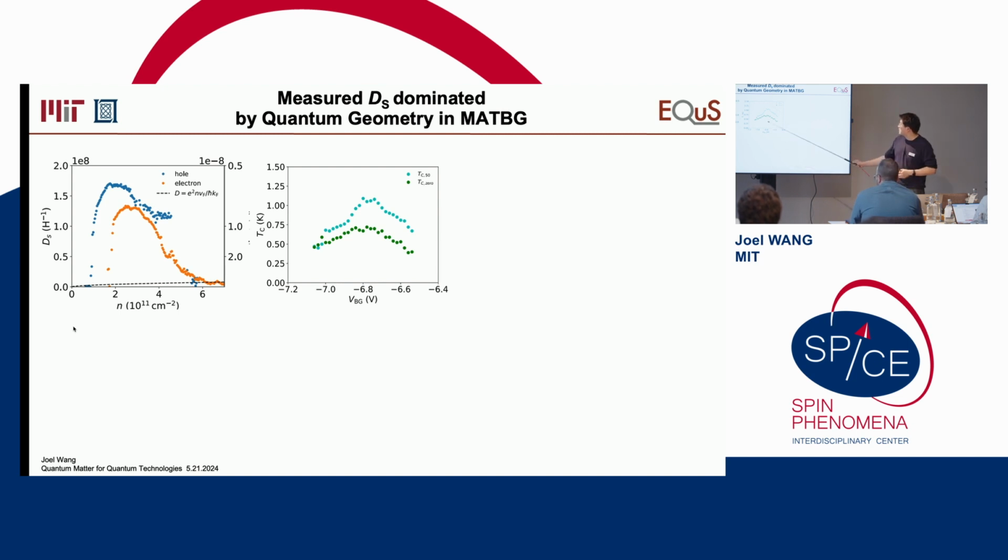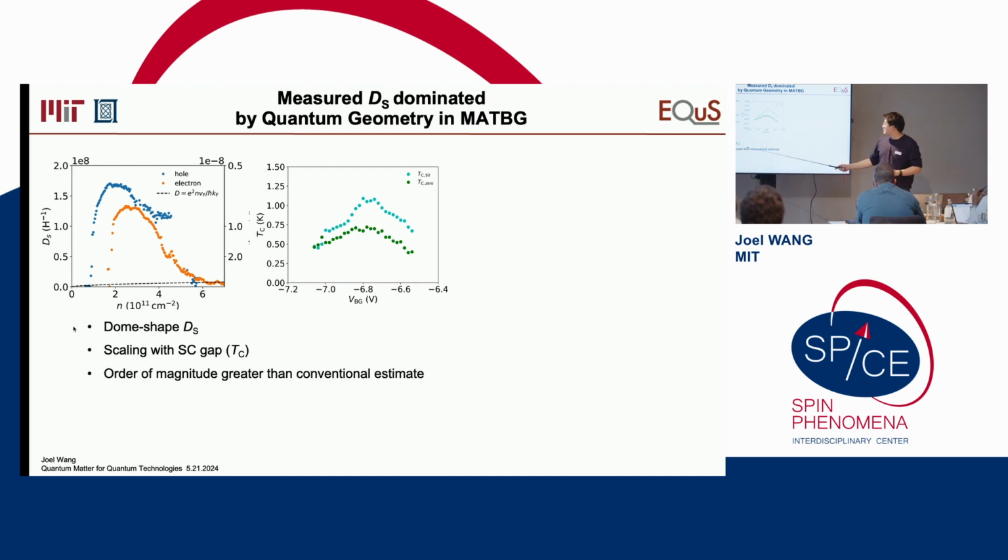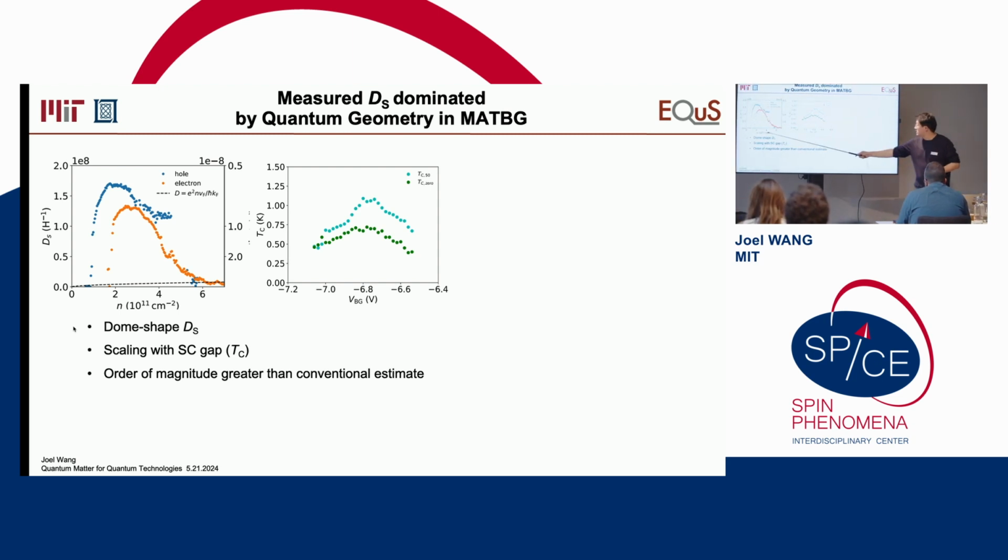And here I'm showing you the TC of the device's two domes as a function of backgate. So here are a few features that we are seeing. First of all, we see the dome shape of the superfluid stiffness. Also, you can see qualitatively that the TC also has a dome shape. They kind of scale with the TC or the gap energy, which is expected for interaction-driven superconductivity. And thirdly, we plot the conventional contribution using the number from the literature based on Fermi liquid theory, and we can see that it is much smaller in magnitude than the measured superfluid stiffness.